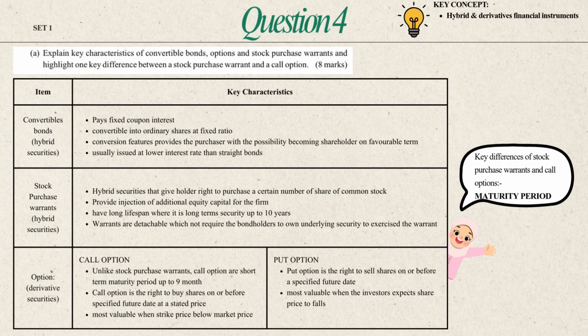Although both stock purchase warrants and call options allow investors to buy shares in the future, the key difference lies in the maturity period. Stock purchase warrants are long-term instruments. Call options are short-term instruments.